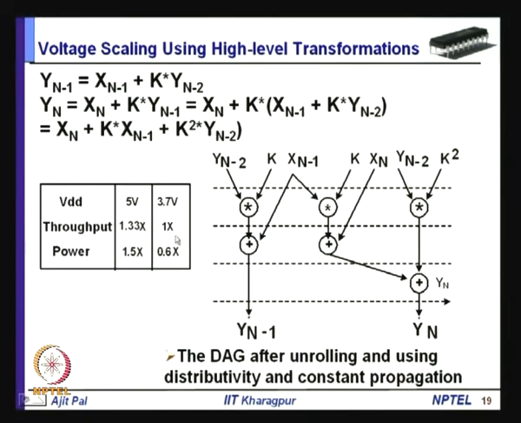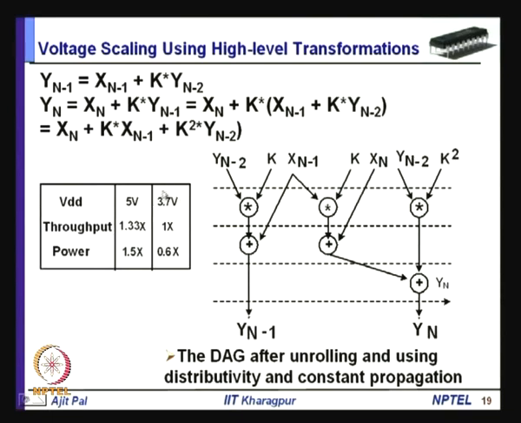So, we reduce the supply voltage because we are increasing the slack, whatever was required in 3 clock cycles, now we are doing it in 4 clock cycles. So, we can afford to use lower supply voltage, and that is what is being done in this particular case. So, you can see we have done supply voltage scaling. The voltage for this implementation is reduced to 3.7 volt, and throughput is 1x and power dissipation is 0.6x. So, you can see there is a significant reduction in power dissipation. Of course, as I mentioned earlier, these techniques can be used to improve performance as well.